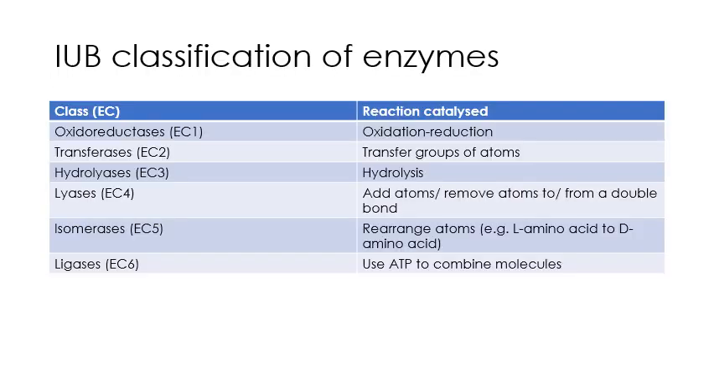So there are different classes of enzymes. They can be further classified as oxidoreductases, which are involved in redox reactions. Enzymes can also be transferases, where they transfer groups of atoms, hydrolases, where they hydrolyze compounds into smaller products, or lyases, where they add or remove atoms from a double bond. Enzymes can also be isomerases, where they rearrange atoms, for example isomerizing L amino acids into D amino acids, or they can be ligases, where they use ATP and energy to combine molecules.